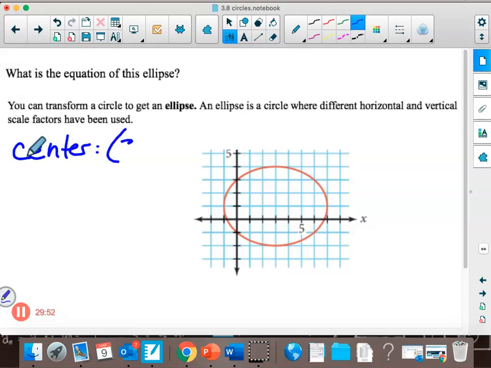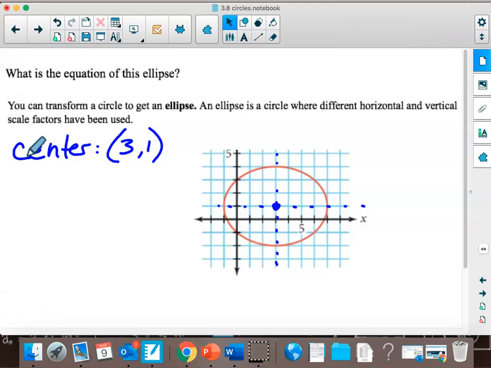It is (3, 1). And to find the center of an ellipse, there are two axes of symmetry. There's a horizontal axis of symmetry and a vertical axis of symmetry. Where those two axes intersect, that's the center. So well done in figuring that out without any instruction. So good job. We got the center is (3, 1).